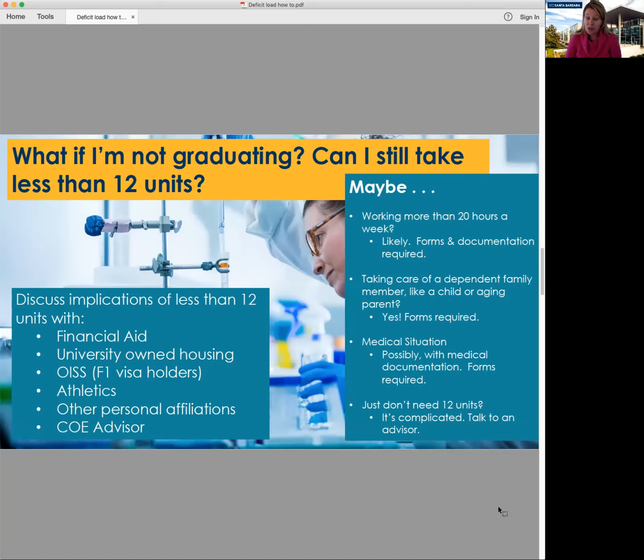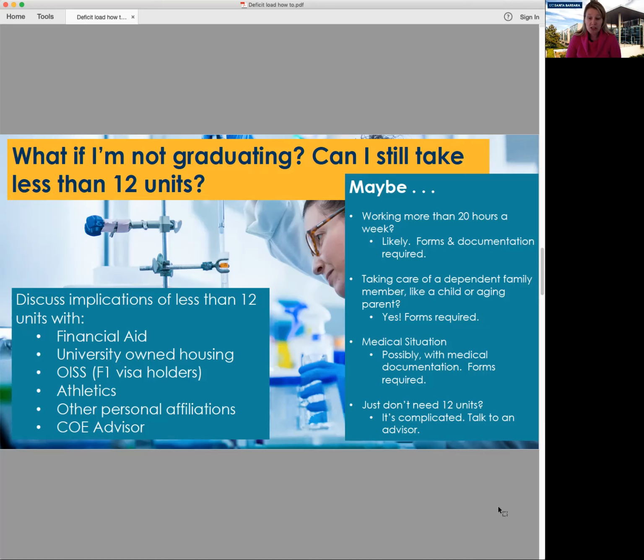Now, if you are an individual who's taking care of a dependent family member, so you are a parent taking care of a child, or perhaps you are taking care of an aging parent, then that is likely to be approved. And again, forms are required. You may have a medical situation which makes 12 units difficult. The answer to that is possibly approvable. We would, of course, need the appropriate medical documentation.